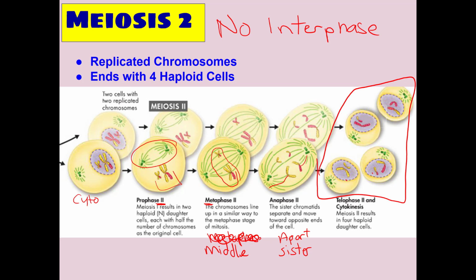So if we look, each one of these cells is slightly different. This has a little red and then a big half red, half yellow. This has a big red, a little half red, half yellow, and so on and so forth. So all 4 of them are genetically different.